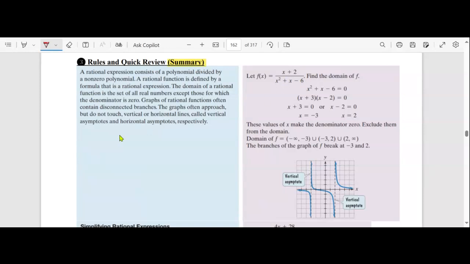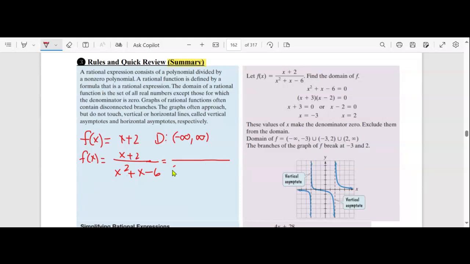That's what you have to look at. If he's giving you something like f of x equals x plus 2, and says find the domain, it will be all real numbers. But if he's giving you a denominator, which in this case is x squared plus x minus 6, you have to factor. So to factor the denominator, what are you going to get? Either 6 and 1 or 3 and 2.